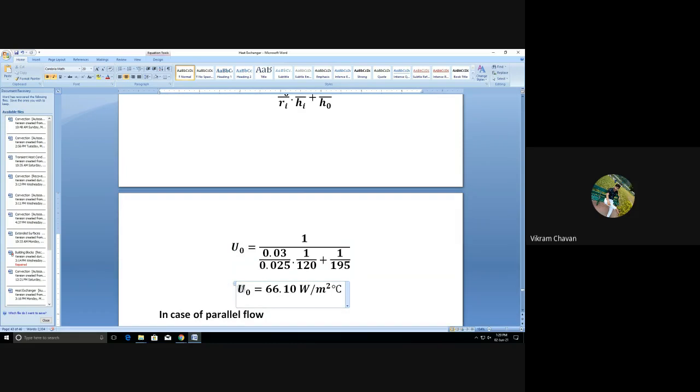Everyone, do the calculation of U naught. My answer is 66.10. Please check whether you are getting the same answer or not.